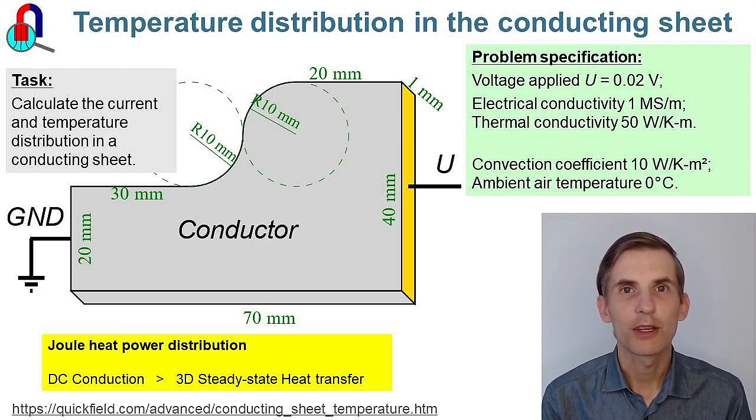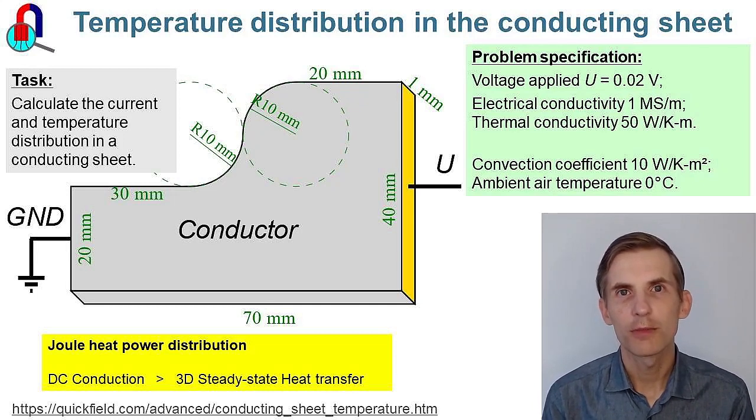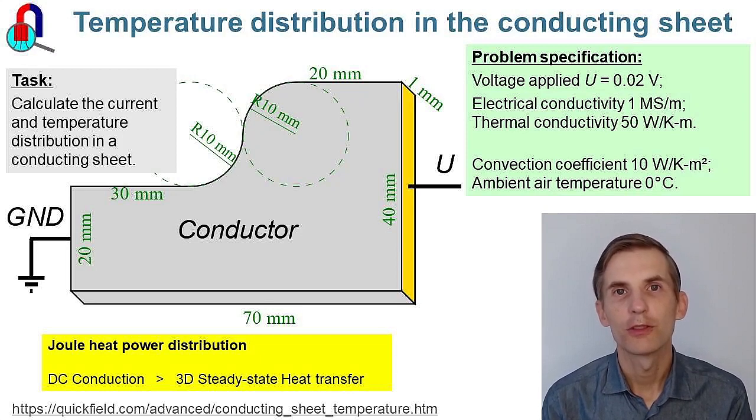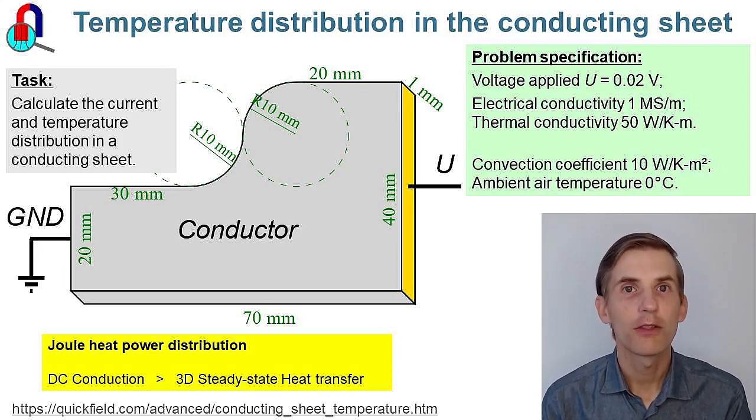Temperature distribution in the conducting sheet. We have a thin metal sheet with a thickness of 1 millimeter. The potential difference is applied to the two sides of the sheet. Our task is to calculate the current value, the Joule heat power, and the temperature of the sheet.